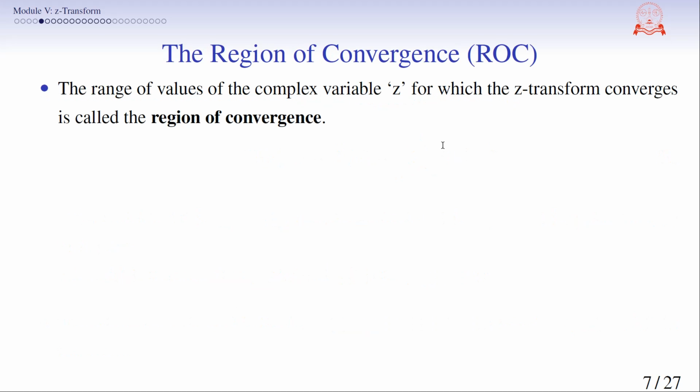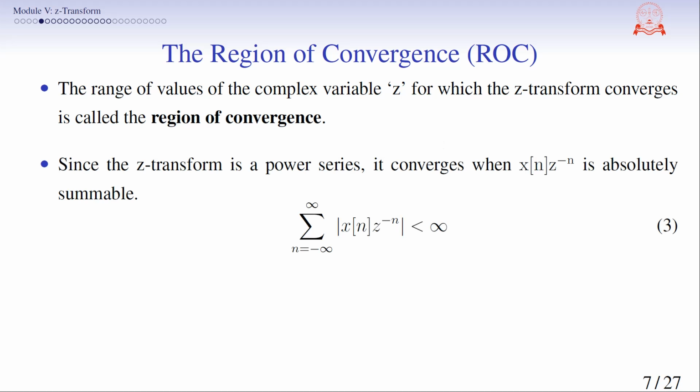Coming to the next topic, region of convergence. The set of Z values for which the summation, that is summation n is equal to minus infinity to plus infinity x of n into z raised to minus n, converges is called region of convergence or simply ROC of the Z transform.